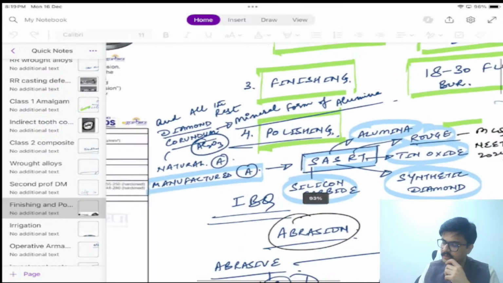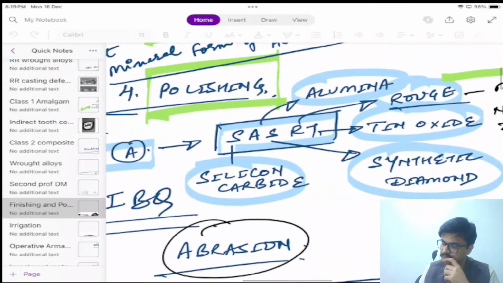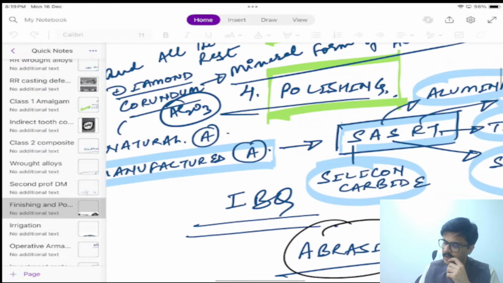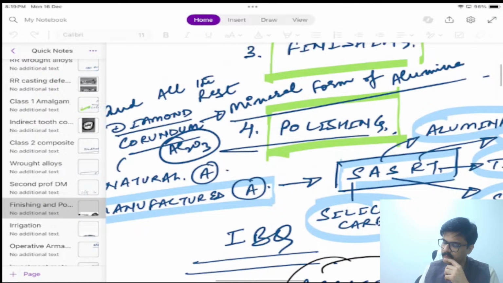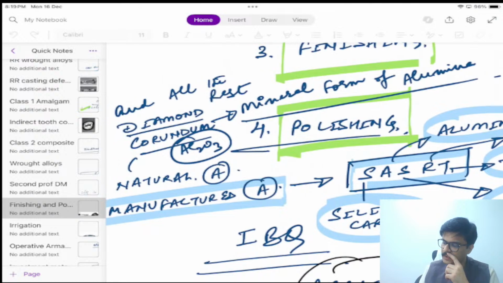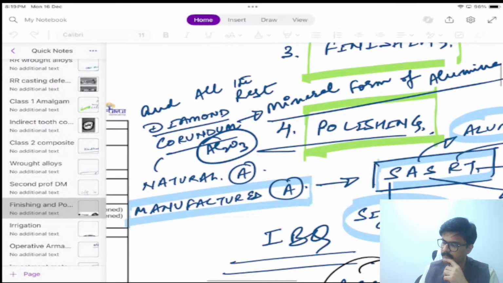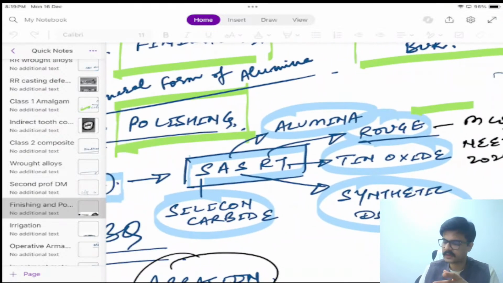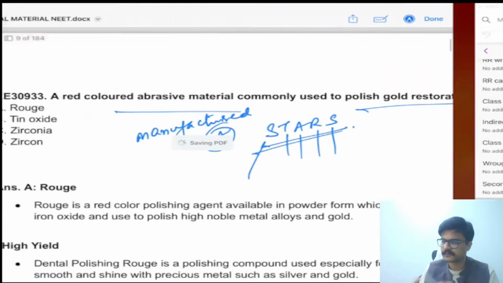Yeah, here we are. So STARS, right? Silicon carbide, alumina, synthetic diamond, rouge, and tin oxide. So I was right there. These are the manufactured abrasives. And you also have a mineral form of alumina, which is corundum. All right. So I hope that solves the doubt of one of our students. Just remember this mnemonic, and I think we should be fine here.